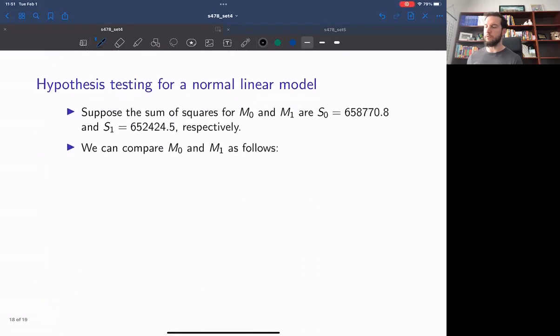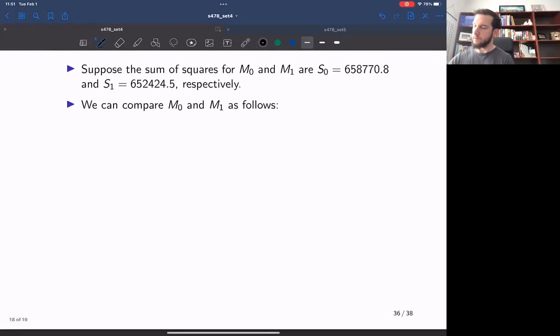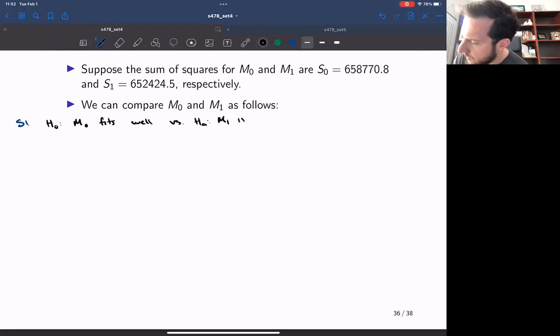Okay, let's suppose that the sum of squares for M0 and M1 are S0, 658,770.8, and S1, 652,442.5. How can we compare M0 and M1? So in this situation, this actually dates back to what we discussed at the beginning of the class. So we have H0: M0 fits well versus HA: M1 is required.